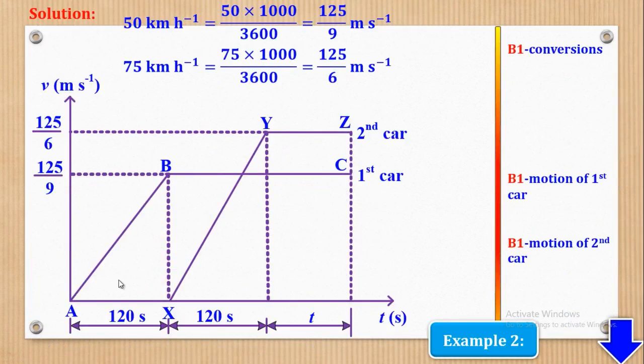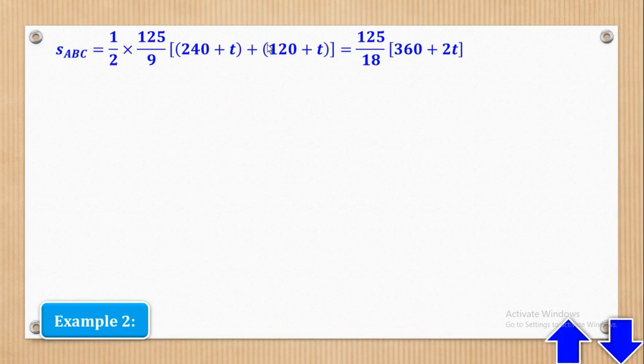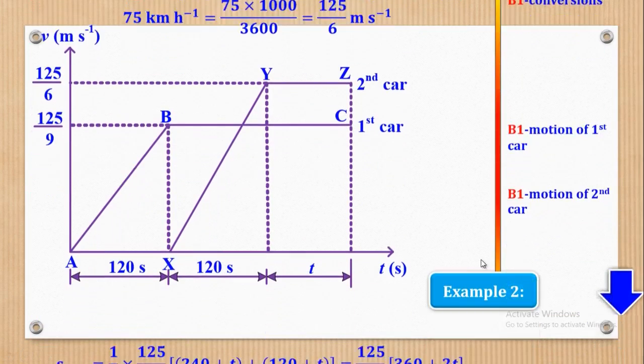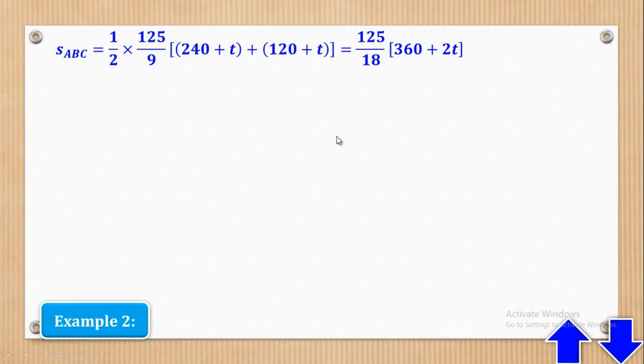So this distance from here to here is 240 plus T. Then this 120 plus T is this distance, from here up to here will be 120 plus T. So with that we shall be able to get the area of a trapezium, which will be the distance traveled. So distance traveled from A to B to C will be 125 over 18 multiplied by 360 plus 2T.